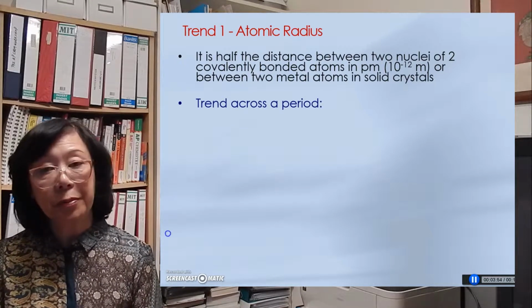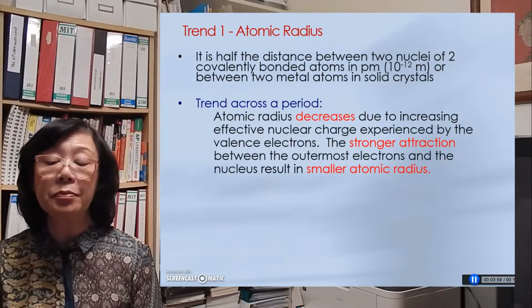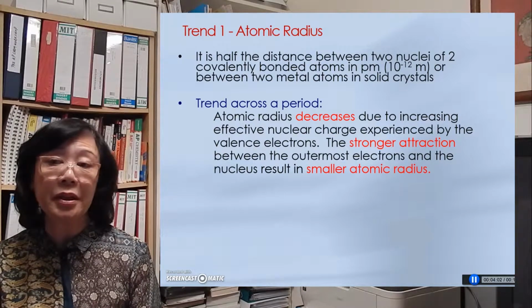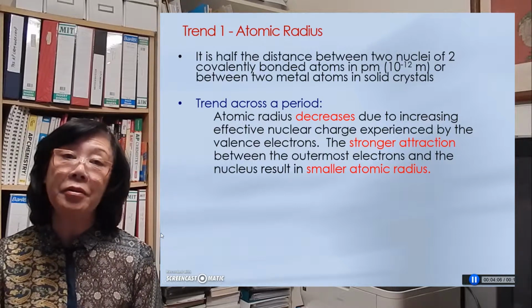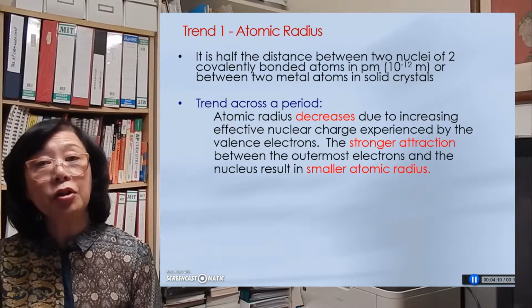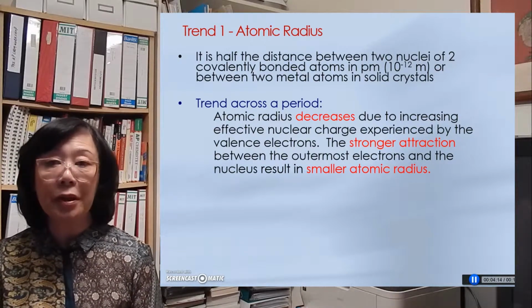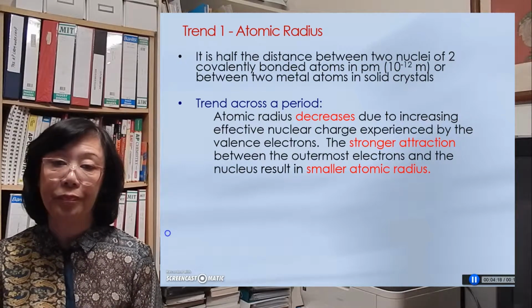The trend across the period is that atomic radius actually decreases because there are more protons as one goes across the period. There's increasing effective nuclear charge experienced by the valence electrons. Therefore, there's stronger attraction between the outermost electron and the nucleus, resulting in smaller atomic radius.